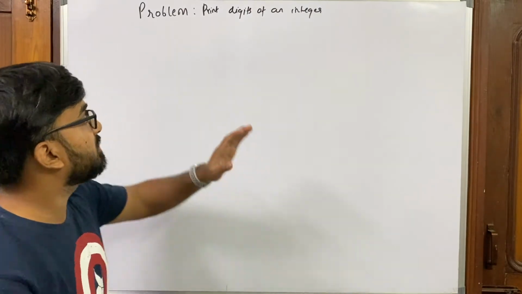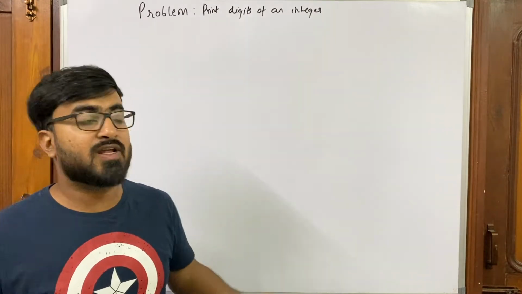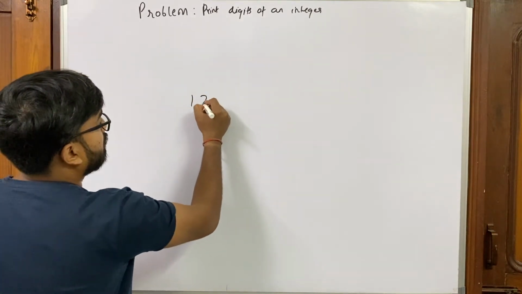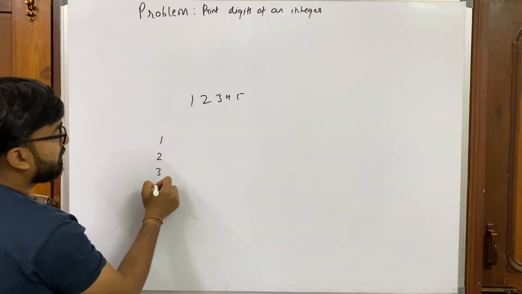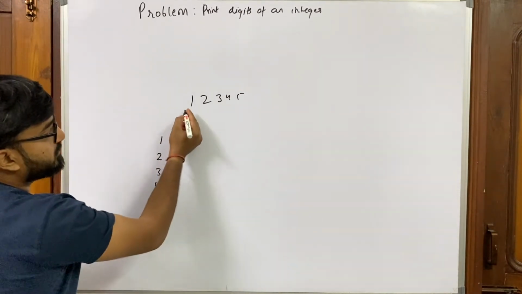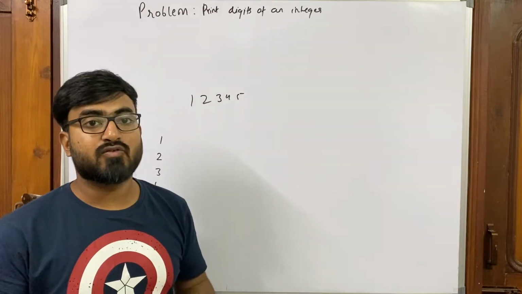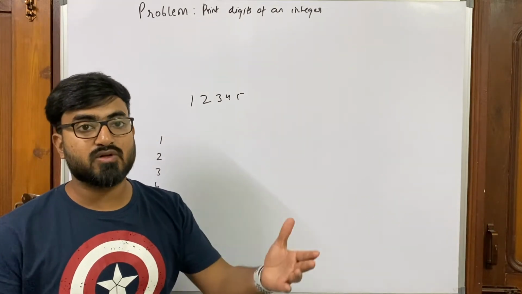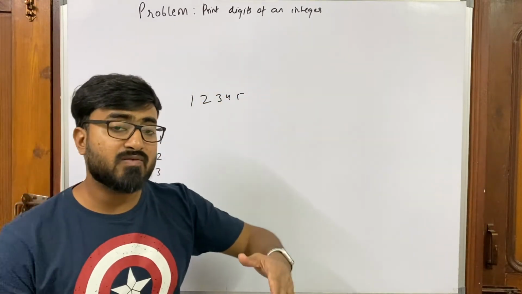So in this video we'll see the solution to print the digits of an integer. For example, if we have something like 1, 2, 3, 4, 5, the output I want is 1, 2, 3, 4, 5, each digit of this number in a separate line. Okay, this is the output I expect. So first, in the first part, I'm going to discuss the solution. I'm going to show how we approach this, how we solve this, okay? And then we look at the codes.